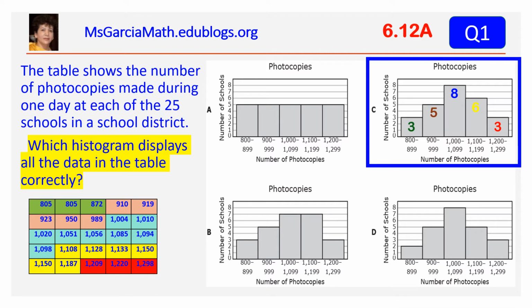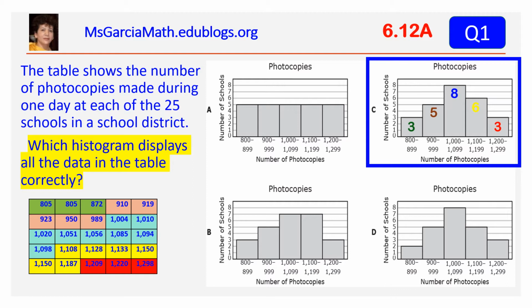A histogram shows bars representing numerical values by range of value. So, it shows how many schools make between 800 and 899 photocopies. 3 schools. How many schools make between 900 and 999 photocopies? 5 schools. How many schools make between 1000 and 1099 photocopies? 8 schools.